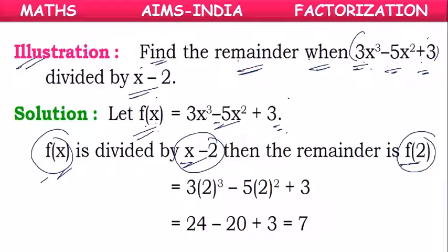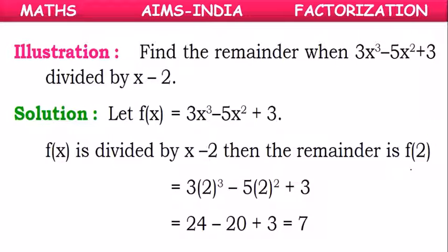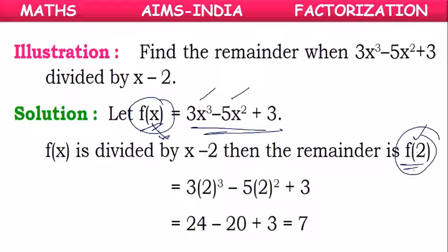According to remainder theorem, if f of x is divided by x minus a, then the remainder is f of a. So instead of x minus a, we have x minus 2 here. So instead of f of a, we can write f of 2. So f of 2 is the remainder. F of 2 we have to find out. How to find f of 2? In the place of x, we have to keep 2 on the right hand side. Wherever we find x, there we have to replace x with 2.